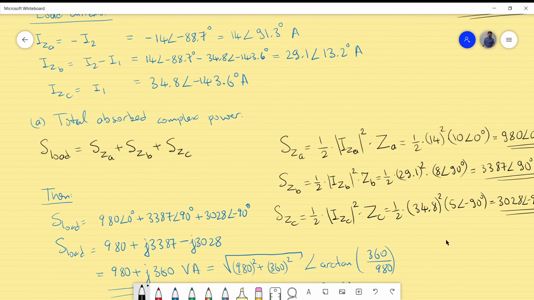We have the unbalanced examples, actually all of them now done for different configurations, and it was the last one for the delta-Y system.